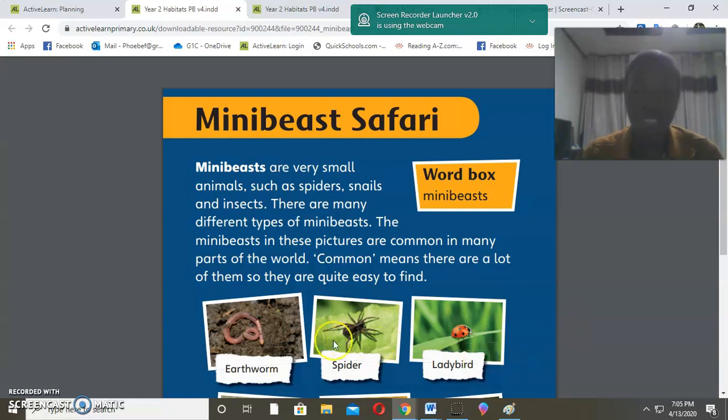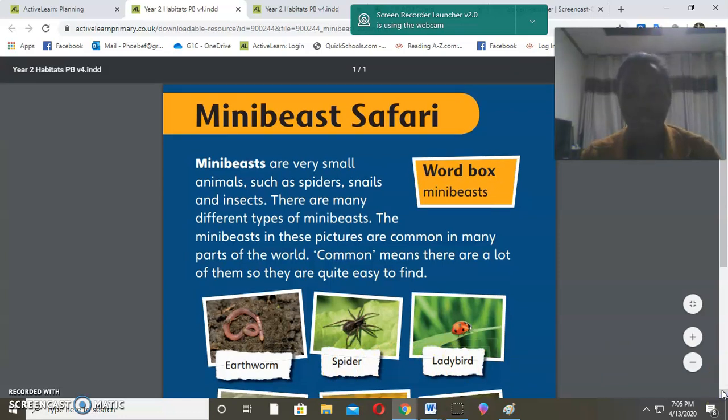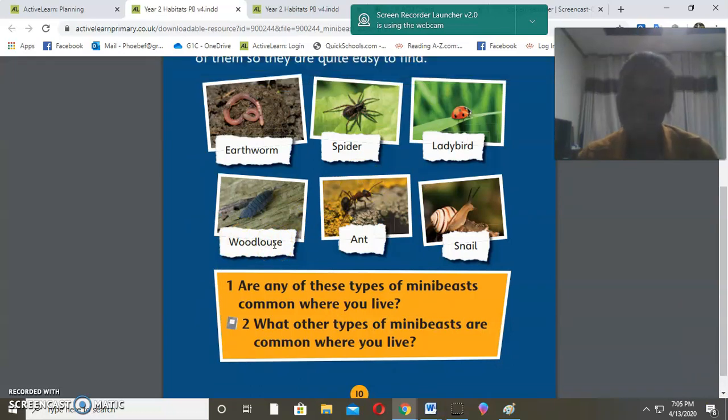So now let's look at this one. We have an earthworm. An earthworm is a mini beast. A spider is a mini beast. A ladybird is a mini beast. And then we have a woodlouse. A woodlouse is a mini beast. An ant is a mini beast, and a snail is a mini beast.